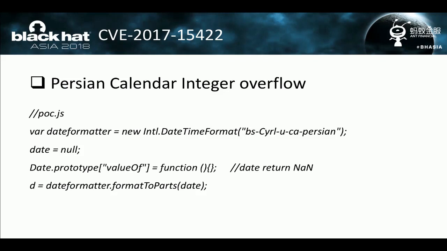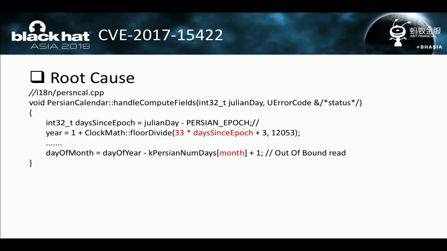This function just returns without a return value. So every time it's called, it returns not a number. And last, formatToParts is called. The crash will be triggered. The root cause is here. It's in i18n Persian calendar.cpp. It's in this function, under computeFields.